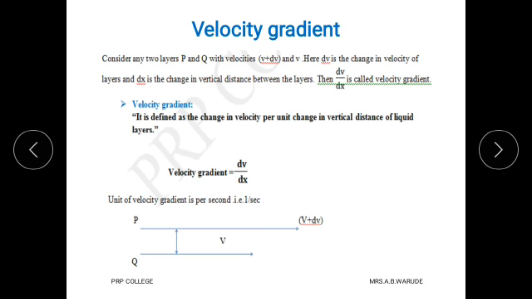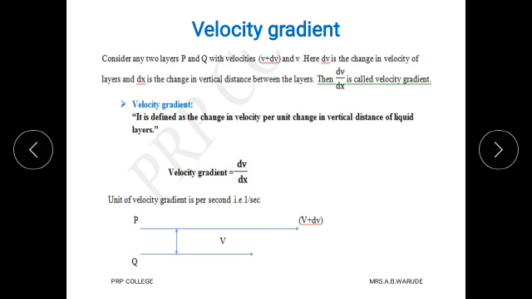Here dV is the change in velocity of the layers, and these are neighboring layers, but there is a small change in vertical distance between these two layers, and that distance is denoted by dx. Therefore, when we take the ratio dV upon dx, that means change in velocity to the change in vertical distance between the layers, that ratio is called velocity gradient. And therefore the formula is velocity gradient equals dV upon dx.